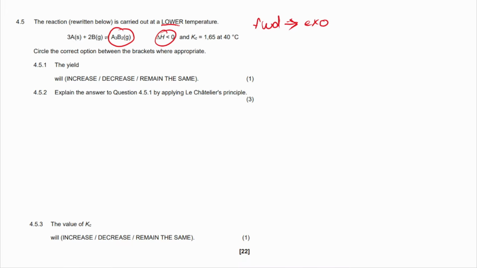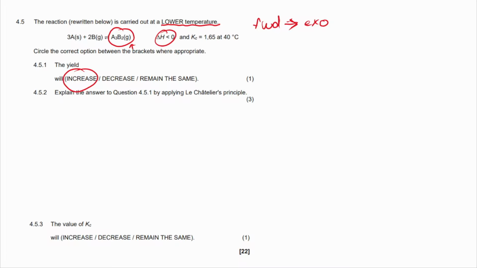So if we decrease the temperature, what's going to be favored? That means the forward will be favored because that's going to increase our temperature. Okay, it's going to relieve the stress. All right. So if the forward reaction is favored, that means that the concentration of this will increase, or the yield of this will increase. So that's why it increases.